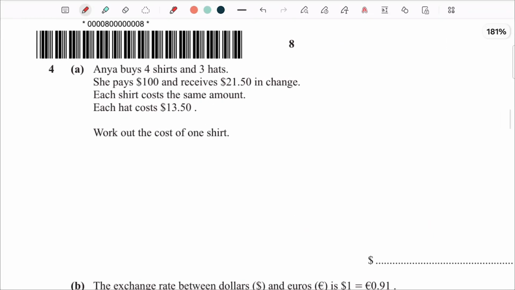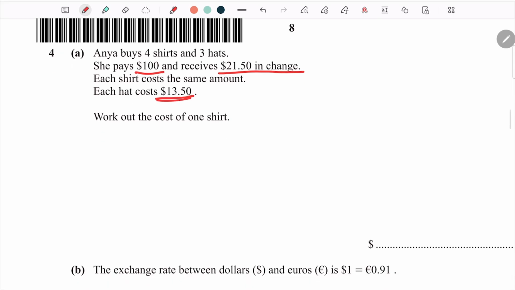Anya buys 4 shirts and 3 hats. She pays $100 and receives $21.50 in change. Each shirt costs the same amount. Each hat costs $13.50. Work out the cost of one shirt.